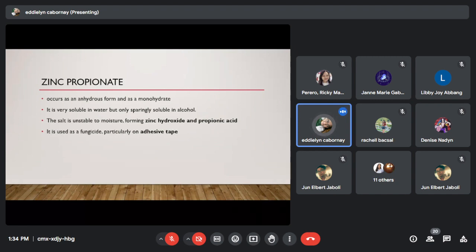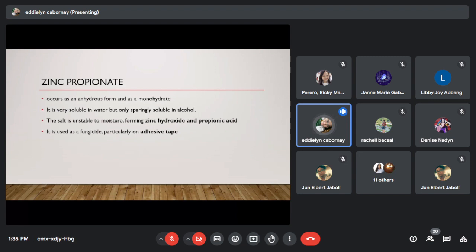Next we have zinc propionate. Zinc propionate exists in two forms. First is the anhydrous form, which means without water molecules, and the monohydrate, which contains one water molecule per formula unit. Zinc propionate is highly soluble in water, meaning it can dissolve readily in water. However, it is only sparingly soluble in alcohol, indicating that it does not dissolve easily in alcohol compared to water. So propionates are hydrophilic.